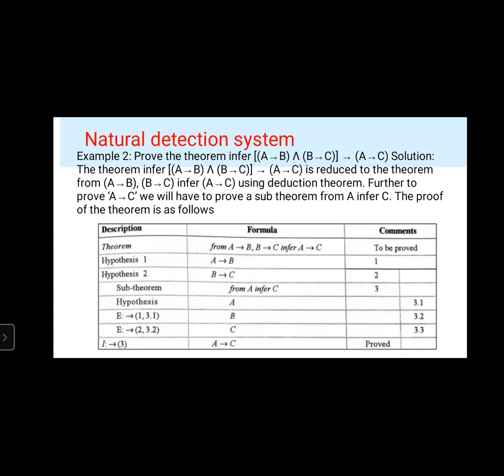First theorem is from A tends to B, comma B tends to C. Now let us see how to solve the problem. The theorem here is from A tends to B, B tends to C, infer A tends to C, to be proved. Hypothesis 1 is A tends to B. Hypothesis 2 is B tends to C.